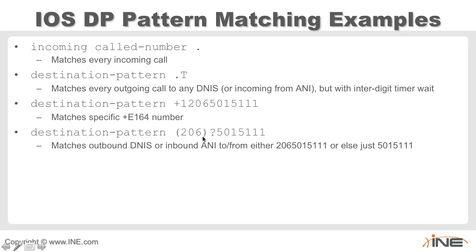So what does that mean? That means if it occurred 0 times, it wasn't there, and the number was just 5015111, and that was what was matched, that 7-digit number. If it occurred 1 time, it's saying that it was there. So 206, 501, 5111.